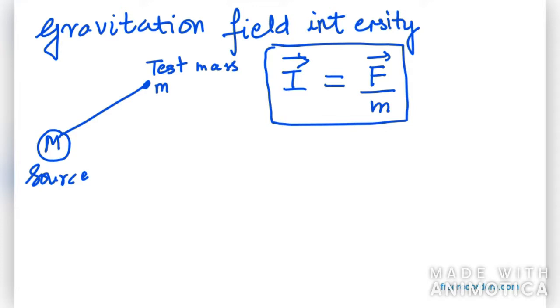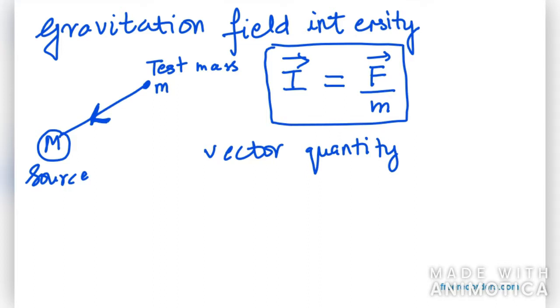Now, as you know, gravitational field intensity is first of all a vector quantity and is always directed towards the center of gravity of the body whose gravitational field is considered. In this case, we are considering the gravitational field of the source, and it will be directed in this direction, towards the source.